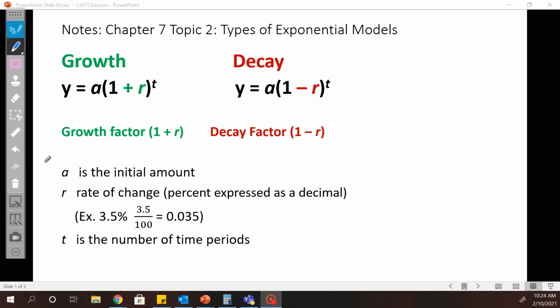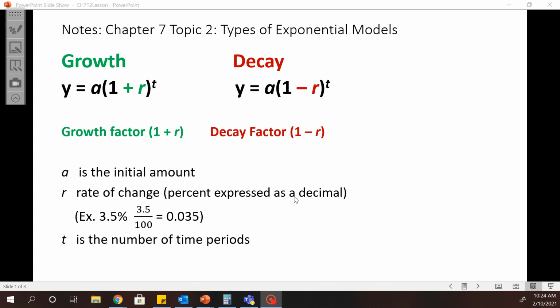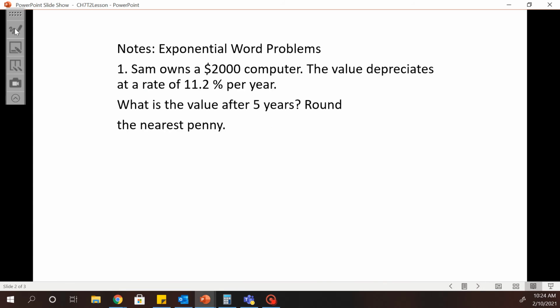The initial amount in the formula is A. The rate of change, which is always a percentage, is the R. Before you put it into the formula, however, you do have to express it as a decimal, which means dividing the percentage by 100. And then T is the number of time periods that pass. You can use these formulas to calculate a specific value after a certain number of time periods.